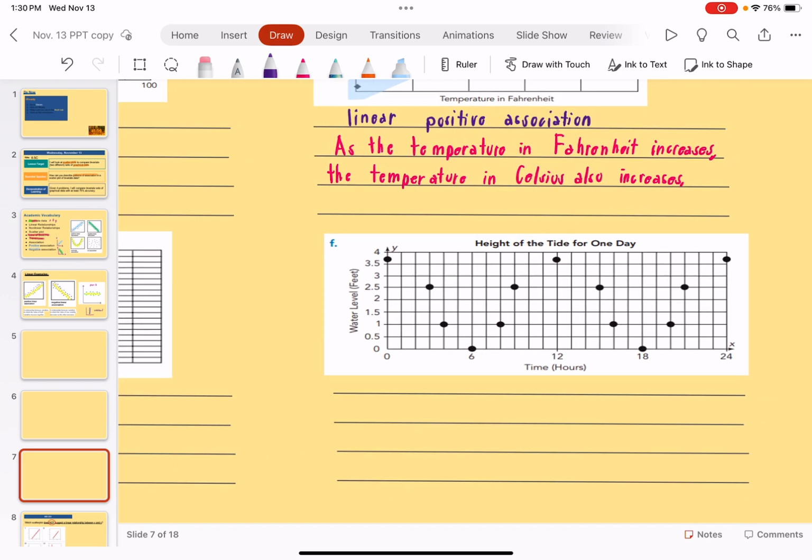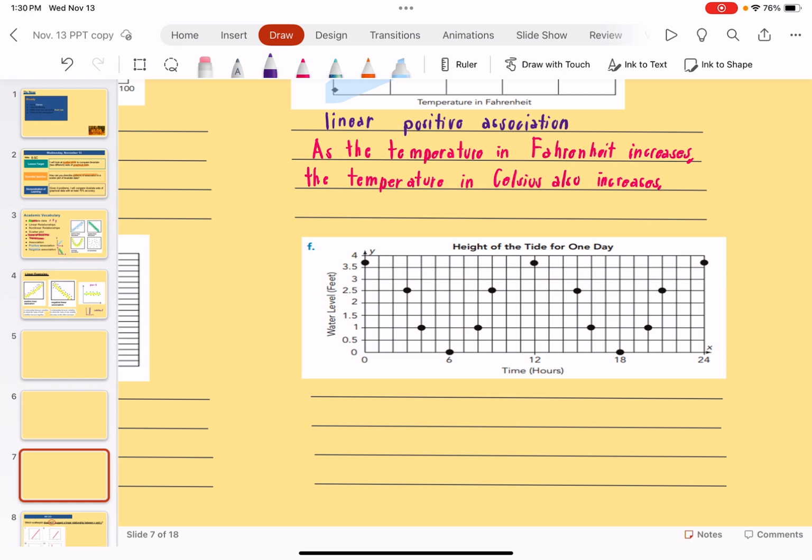And lastly, we have this graph over here. So this graph is for the height of the tide for one day. And you can see along the x-axis, we have the time in hours. Along the y-axis, we have the water level in feet. And I'm going to try to draw a trend line. And you can see this trend line looks like a wave, right? Or maybe like a roller coaster. So it's not linear because it's not a straight line.